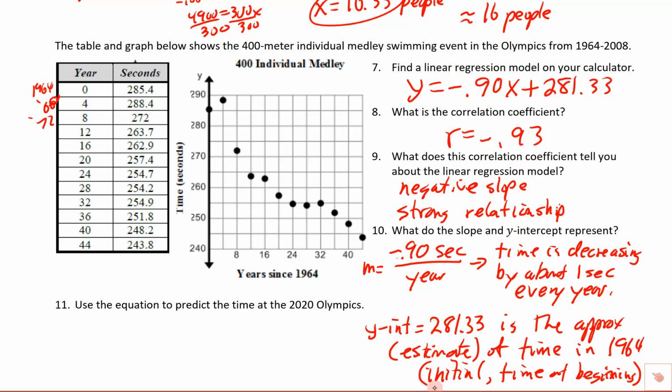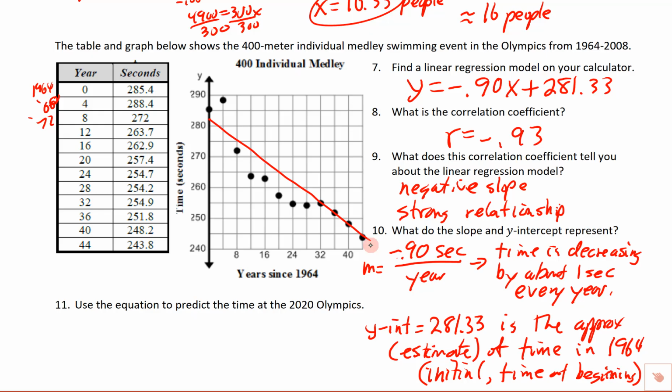Now, we can actually come over here and we can take a look at this. In 1964, it says it was actually 285. So again, this is where a mathematical model doesn't get everything perfect, but again, if we were to draw this right here, so 281, I mean, it would look something like, maybe something about like this.